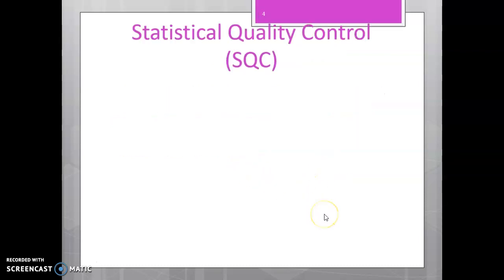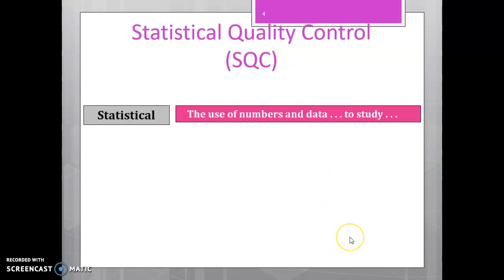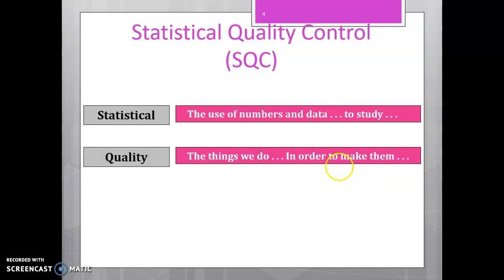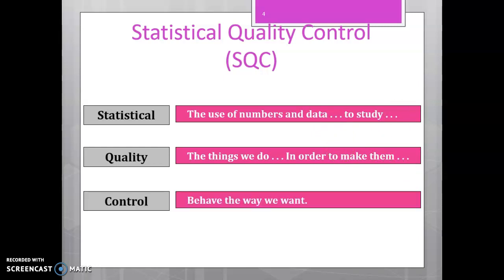Okay, let's go to SQC. This is from your book on page 219. It's the use of numbers and data to study the things we do, how well we do them, and the characteristics of our process, in order to make them behave the way we want. So we want to be able to control it better.